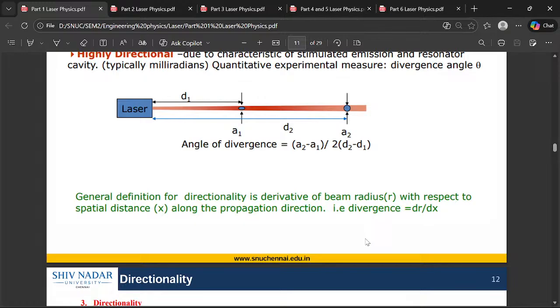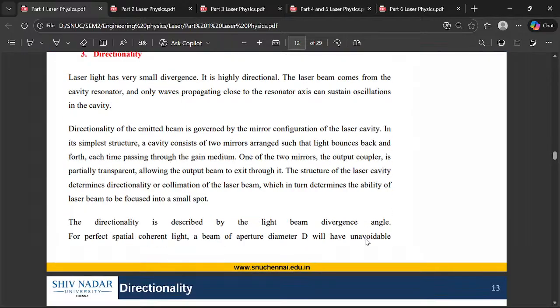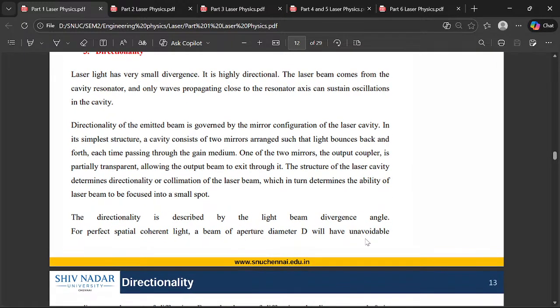But in laser, you can see this value is very low. So it means that the divergence is very less and the direction is maintained. So that laser is highly directional. So yeah, this slide basically tells about that. Laser light has very small divergence. It is highly directional. The beams come from the cavity resonator.